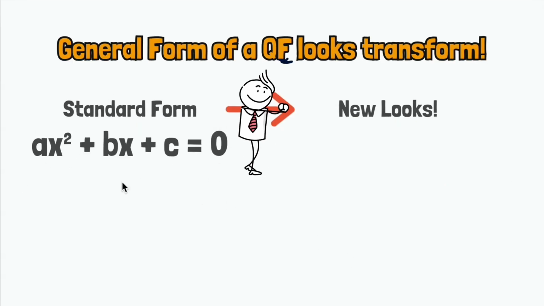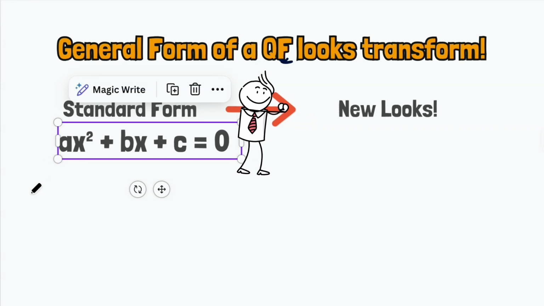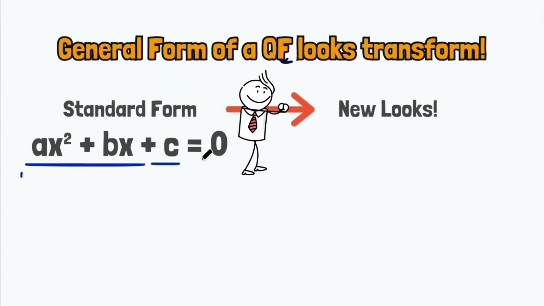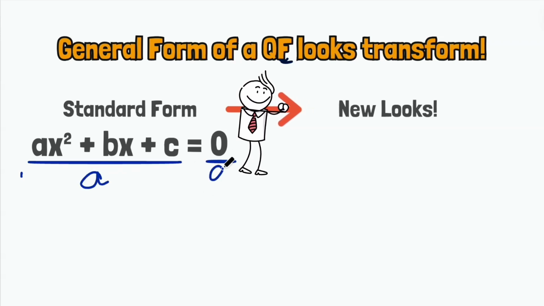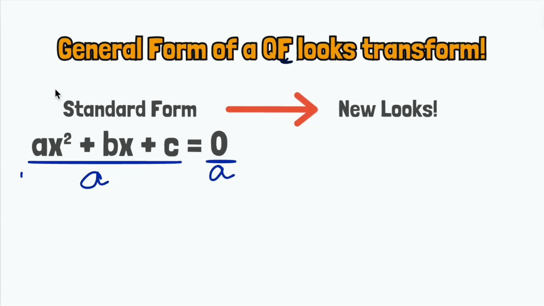We want to make this a general form to have a new transformation with a new look. For that to happen, we will transform this general form of quadratic equation, the standard form, into this one. We want to eliminate, or basically make 1, the first coefficient or leading coefficient. For us to do that, we can divide both sides by A, to basically eliminate this particular coefficient.